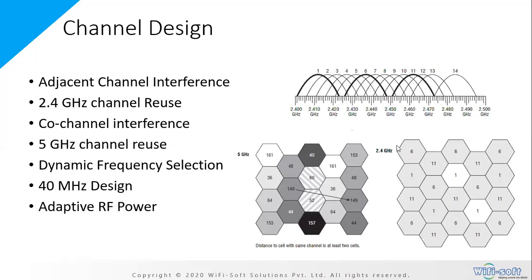That is called 2.4 gigahertz channel reuse. So the diagram on the right is an ideal diagram of how you need to lay out your Wi-Fi network to reuse the 2.4 gigahertz channels. And the hexagonal diagram on the left hand side essentially shows how to reuse the 5 gigahertz channels. What is the ideal assignment of channels in neighboring access points so that there will be very little channel interference? I hope I've answered the question.